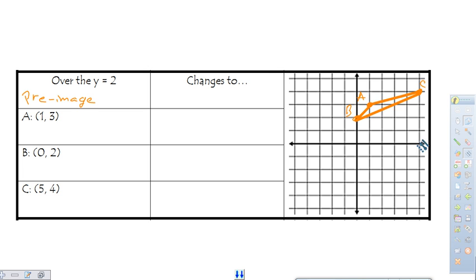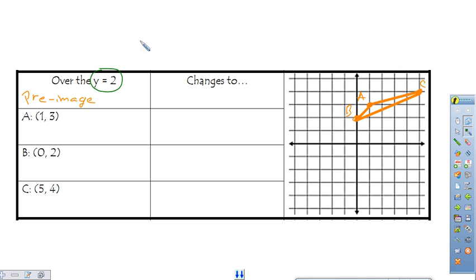Okay, so there's our pre-image. Now we need to know where our line of symmetry is. Okay, so y equals 2. So if I go up to 2 on y, I know I'm going to be here. Okay, everywhere that y equals 2.